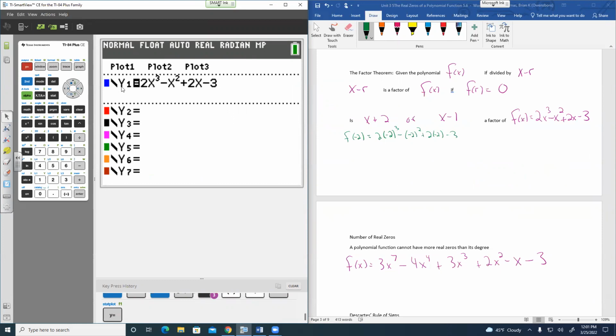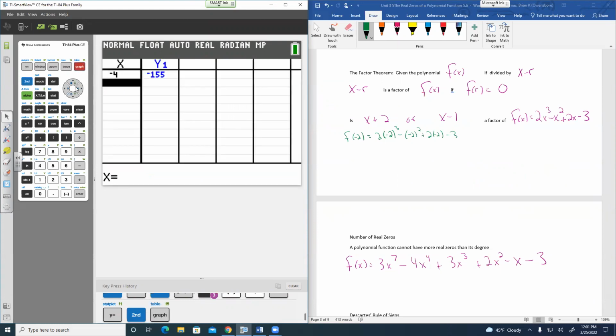So if I want to determine if x plus 2 is a factor, all I have to do is evaluate f of negative 2. So in my table, I can come up here and delete that off and put a negative 2 in? And that gives me negative 27. So since I got negative 27, x plus 2 is not a factor.